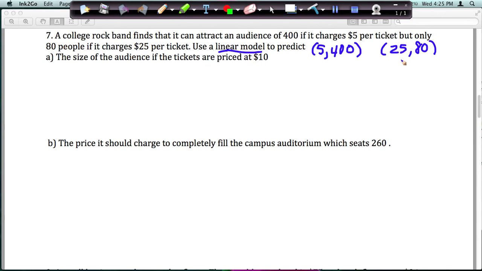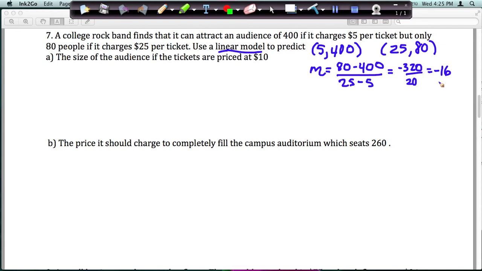So the first thing that I'm going to need to do is find the slope between these 2 points. So that's how much things are growing or decreasing at a constant rate. So I'm going to have 80 minus 400, so subtract your y values, over subtract your x values. Since I started with 80, I have to start with 25. So 25 minus 5. Do the subtraction and you get negative 320 over 20. And this actually divides evenly to give you negative 16. Okay, so that's our slope.